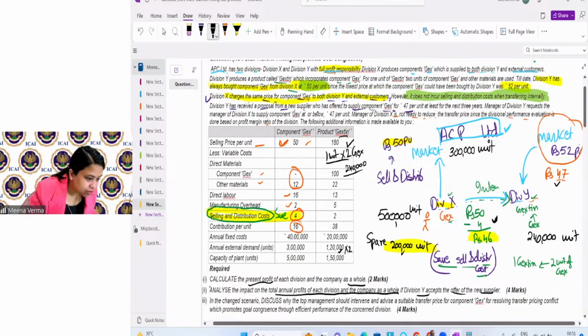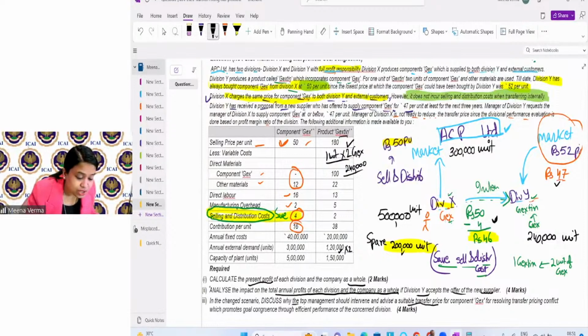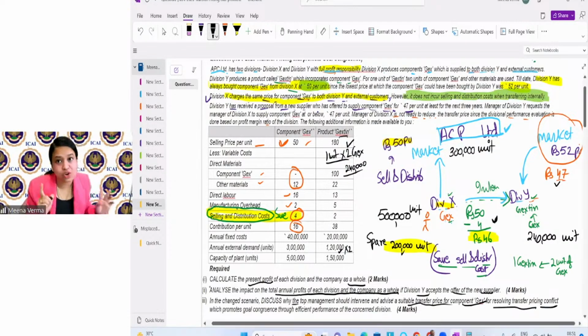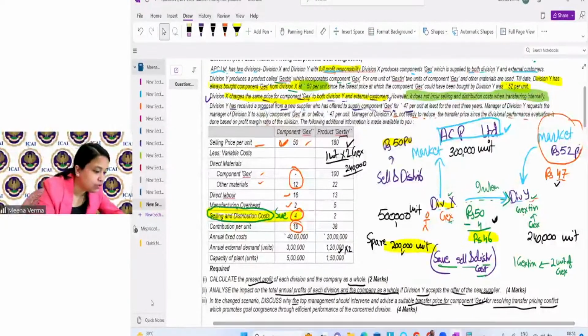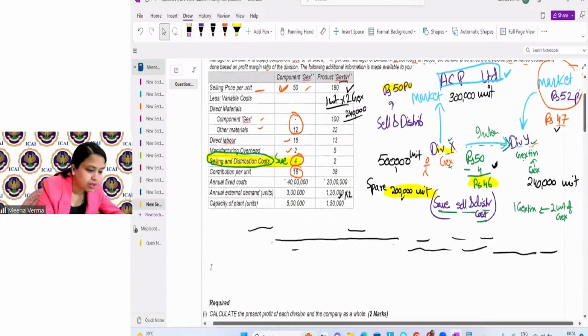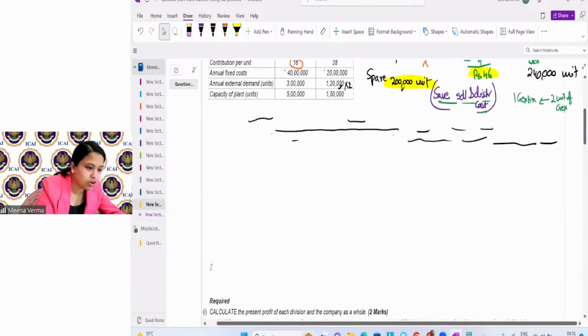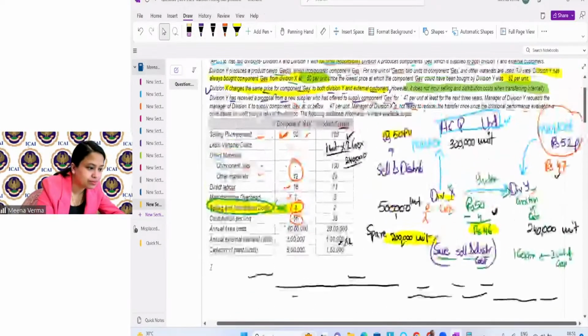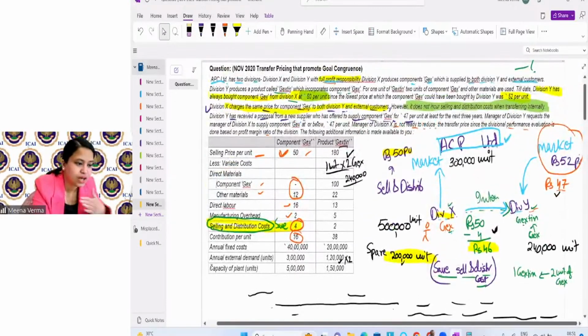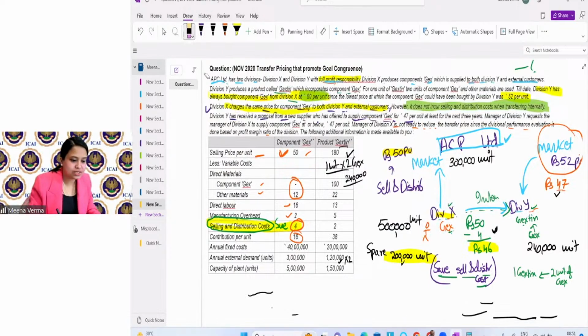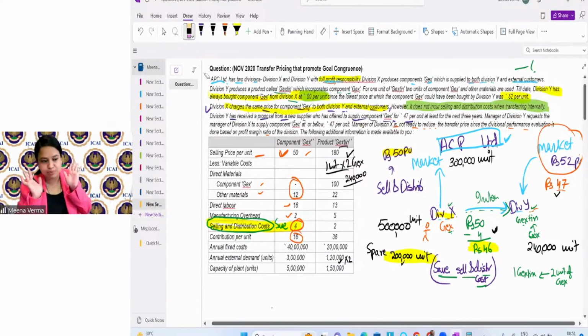In the changed scenario, discuss why the top management should intervene and advise a suitable transfer price for the component to resolve the transfer price conflict. Now look, if you ask me, I will say yes, there is a conflict. Why? See, what I will advise, or even within this class, this understanding has been developed for you all.